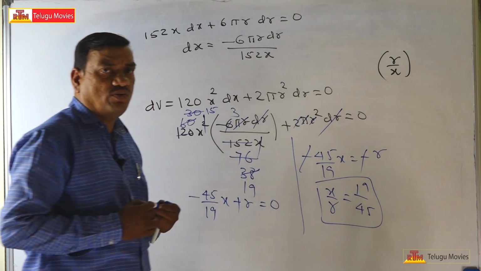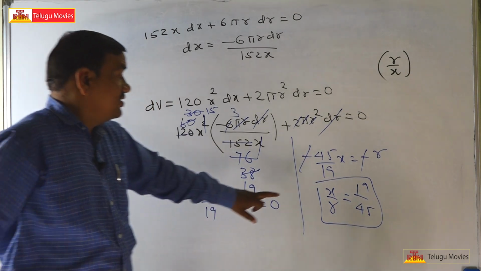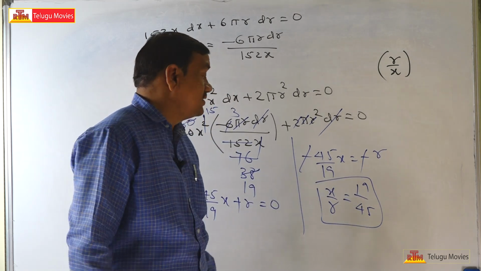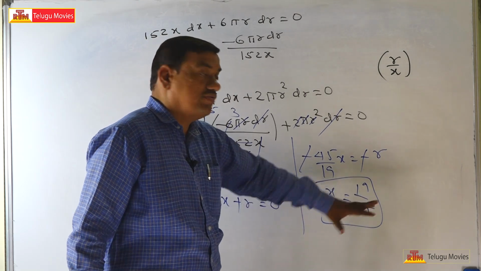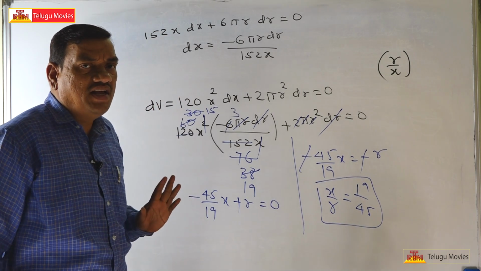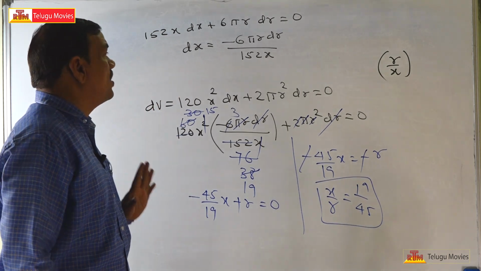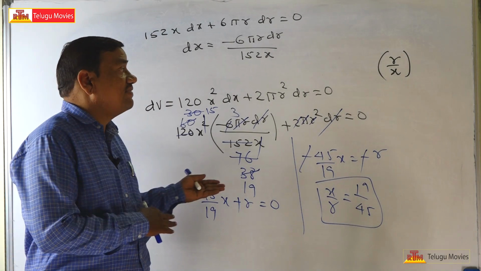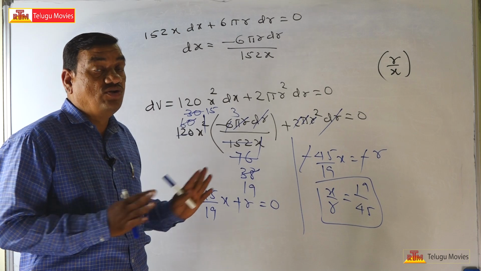Otherwise r by x, whatever it may be, since the problem is not clear. So the ratio of x and r is 19:45. Otherwise the ratio of r and x is 45:19. So it is a very easy problem. The first thing you have to remember is that there is no need of finding the x value and r value separately.